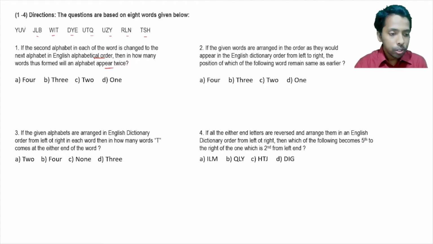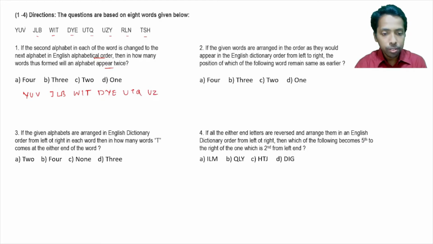We can just do it here. Not necessary to write, but I am writing for your better understanding. In examination, you should not write it. I am just writing it because this is the first question, nothing else. This is U, this is V. This L is place value 11, so 12; L is 12. What's the place value of M? That is 13, so this is M. I is 9, so this is J. This is Y, so this is Z.